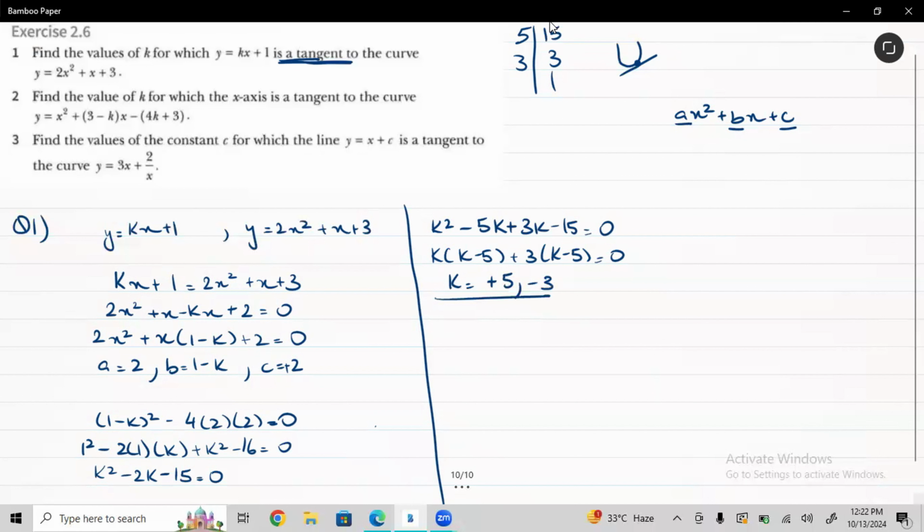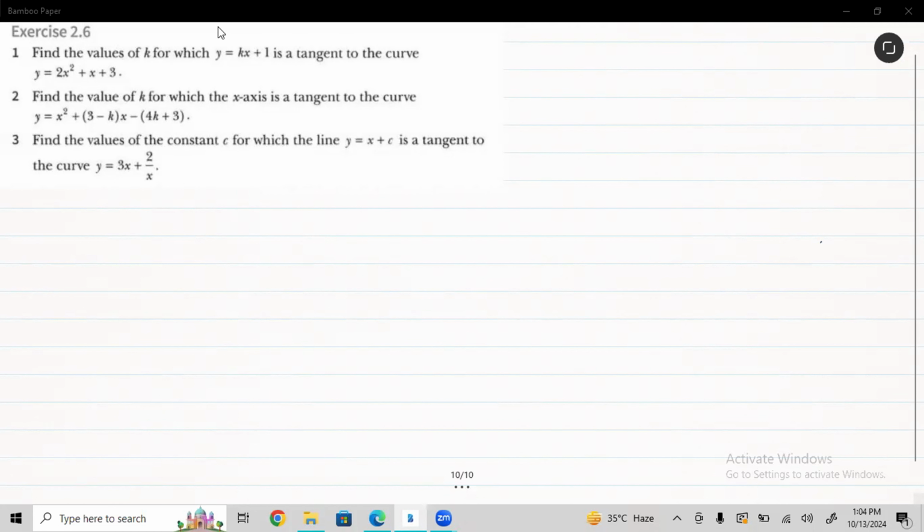So these are the two values of k for which our requirement is satisfied as per the question. So that's it for question number 1. Let's proceed on to question 2. Okay, proceeding on to question number 2, we again have a similar question. They've told us to find the value of k for which the x-axis is a tangent to the curve y is equal to this expression.